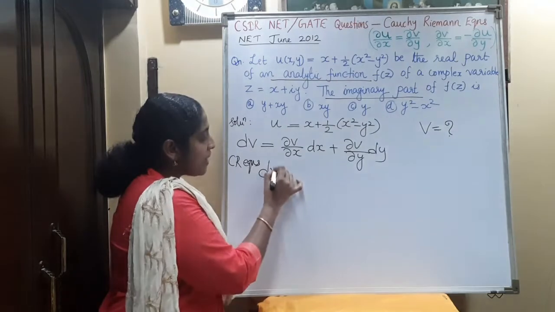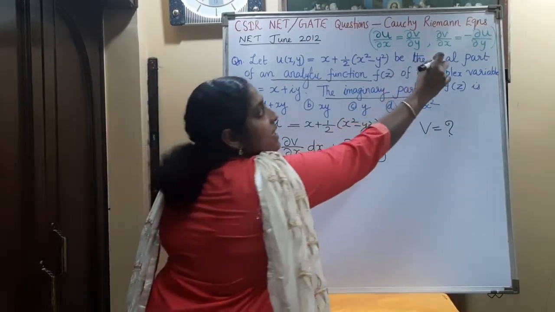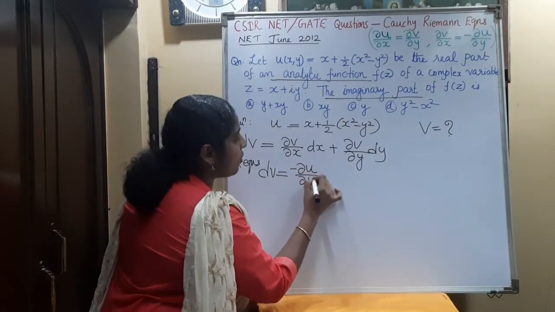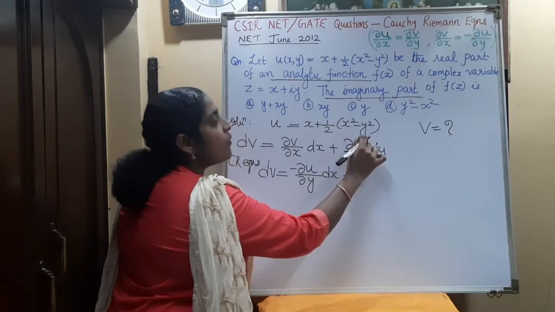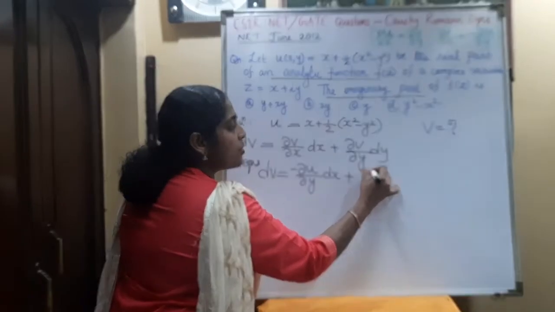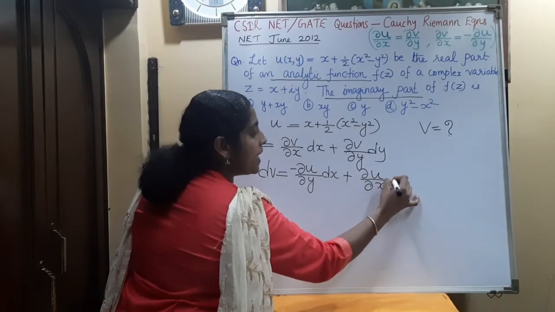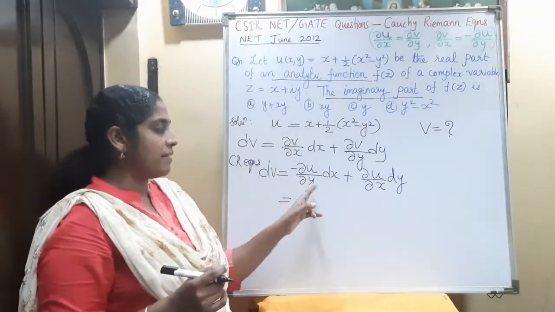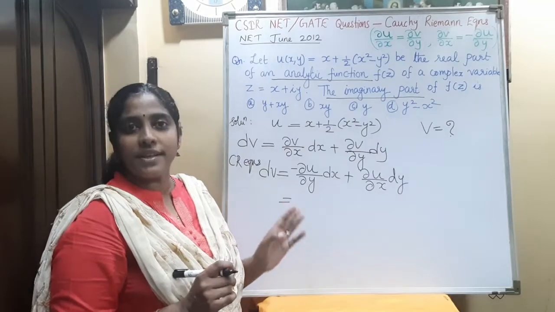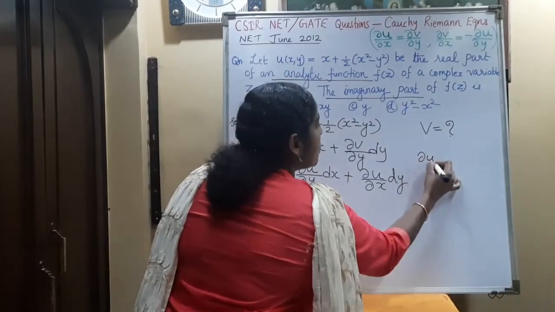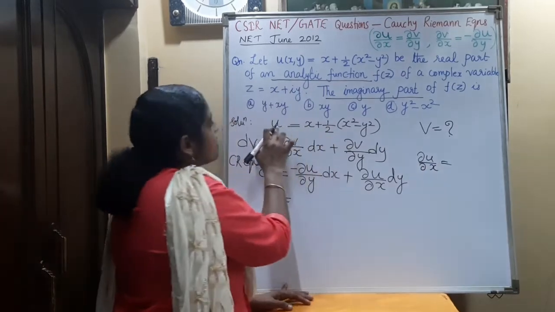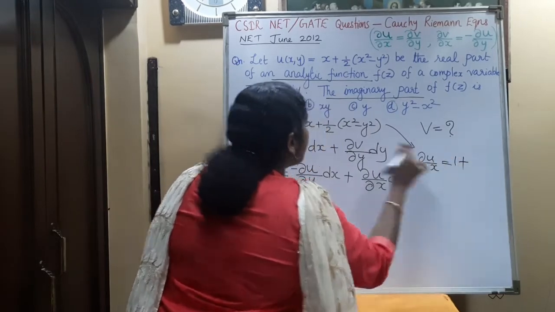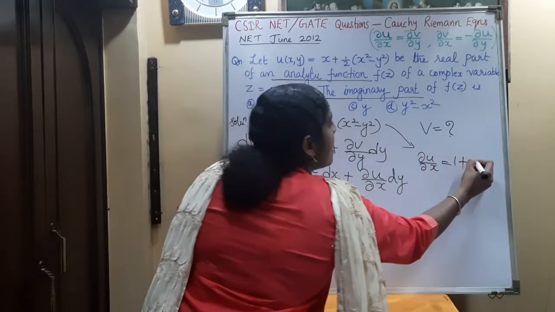So what are the Cauchy Riemann equations? dou v by dou x is minus dou u by dou y. So here we can write it as minus dou u by dou y into dx plus dou v by dou y, which according to the Cauchy Riemann equations is dou u by dou x, into dy. Since u is given, we can find the partial derivatives with respect to x and y. Dou u by dou x, with u equal to x plus half into x square minus y square, is 1 plus half into 2x, that is x.